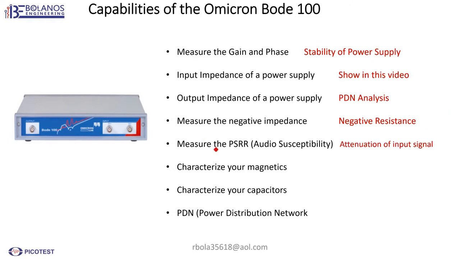Next one is the PSRR. Another name for it is the audio susceptibility. Basically, you want to know how much a signal is attenuated. If you have your power supply and you feed an input voltage of Vin, and you add an AC signal to it, let's say a sine wave of some kind, and that sine wave can represent noise, then you measure your Vout and you measure how much of that got through.